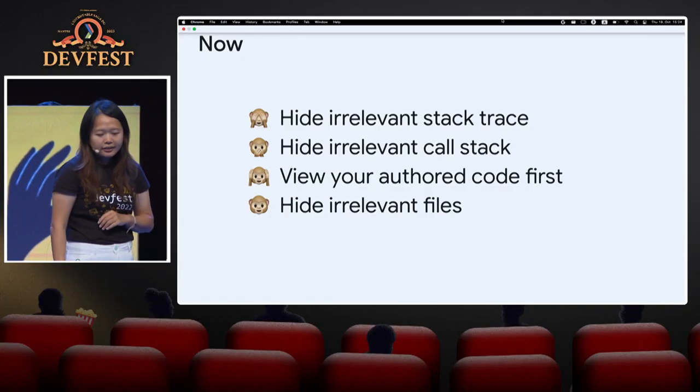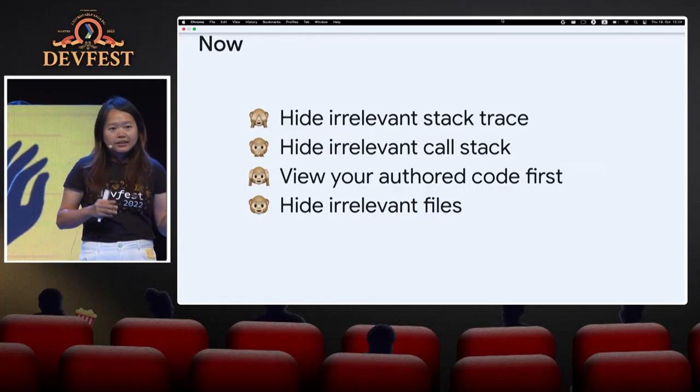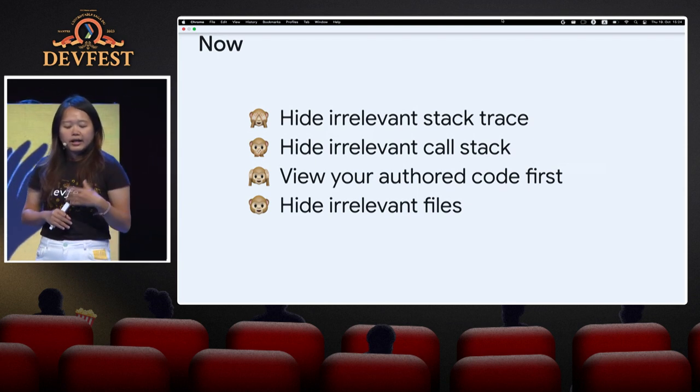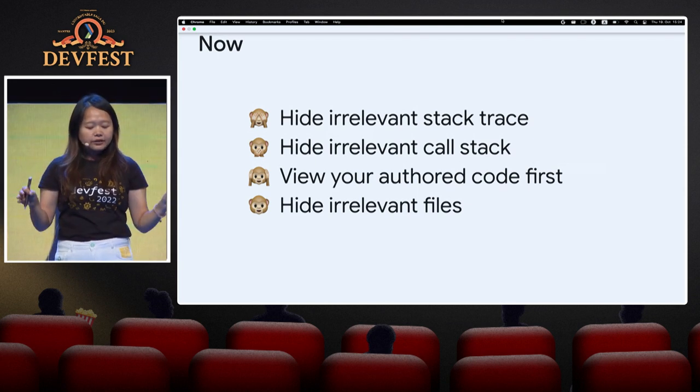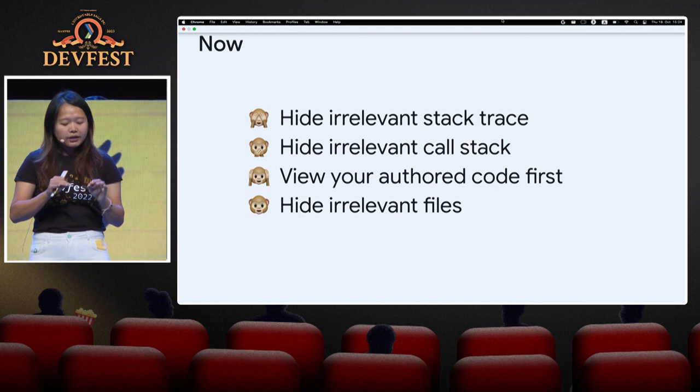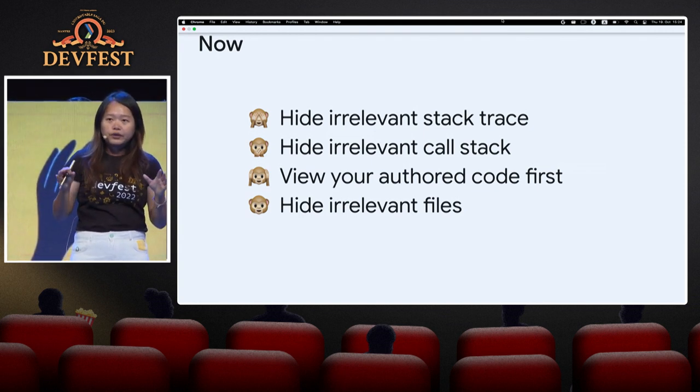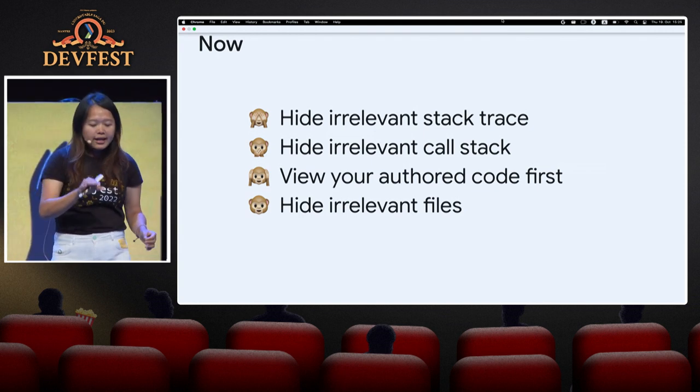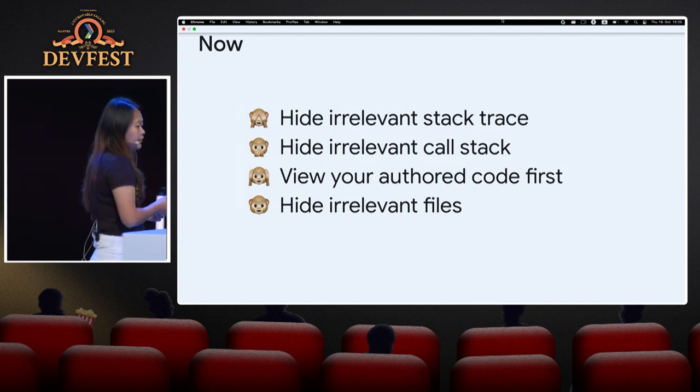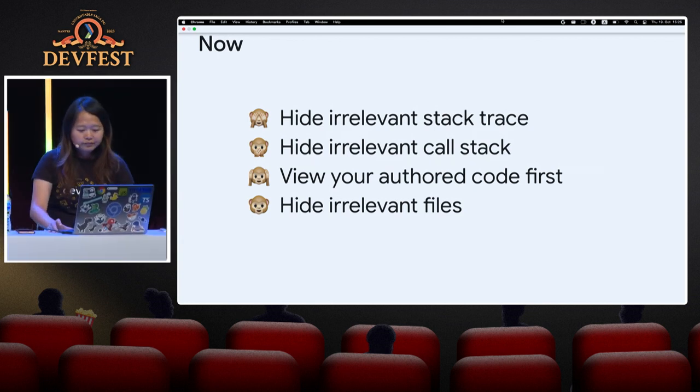What you want is, can you just show me what I am doing wrong in my code instead of showing me all the other irrelevant stack trace? The good news is, there are some improvements that we did that help you hide the irrelevant stack trace, and we also hide the irrelevant call stack, allowing you to view the code that you write first and hide irrelevant files. With this, I want to do a demo. Okay.